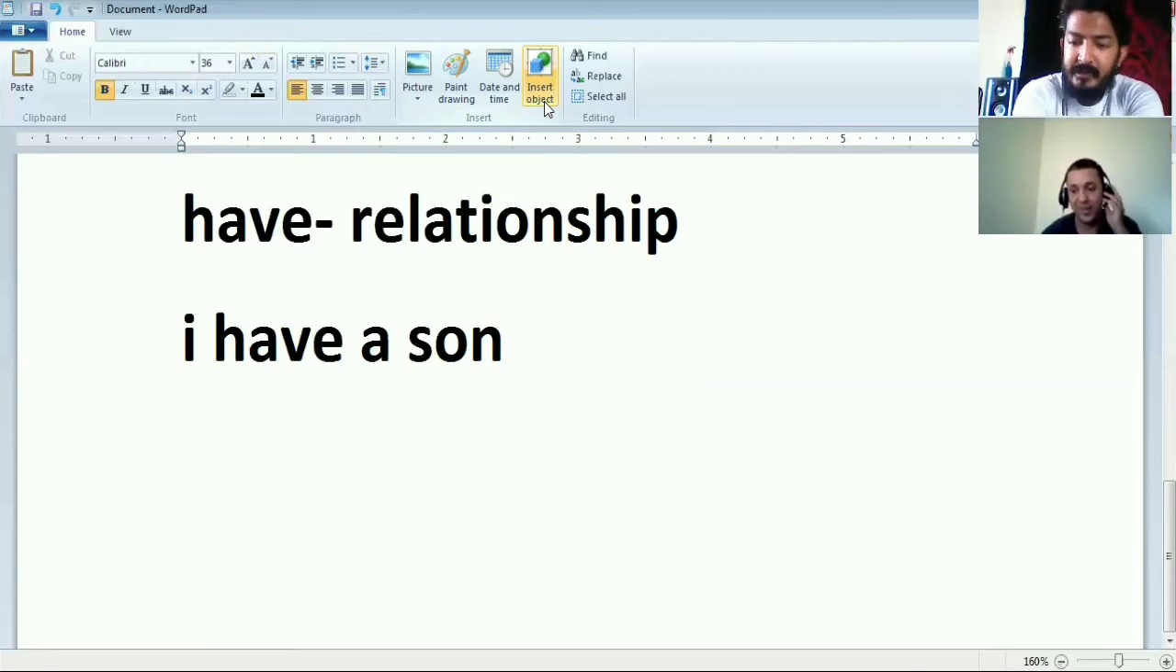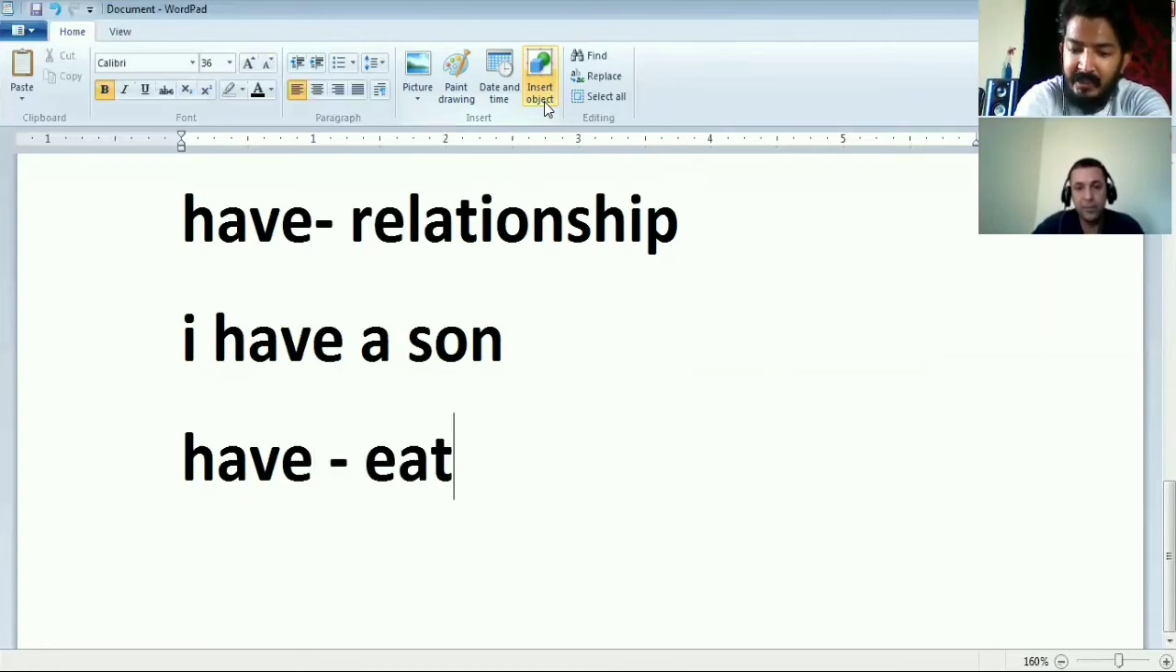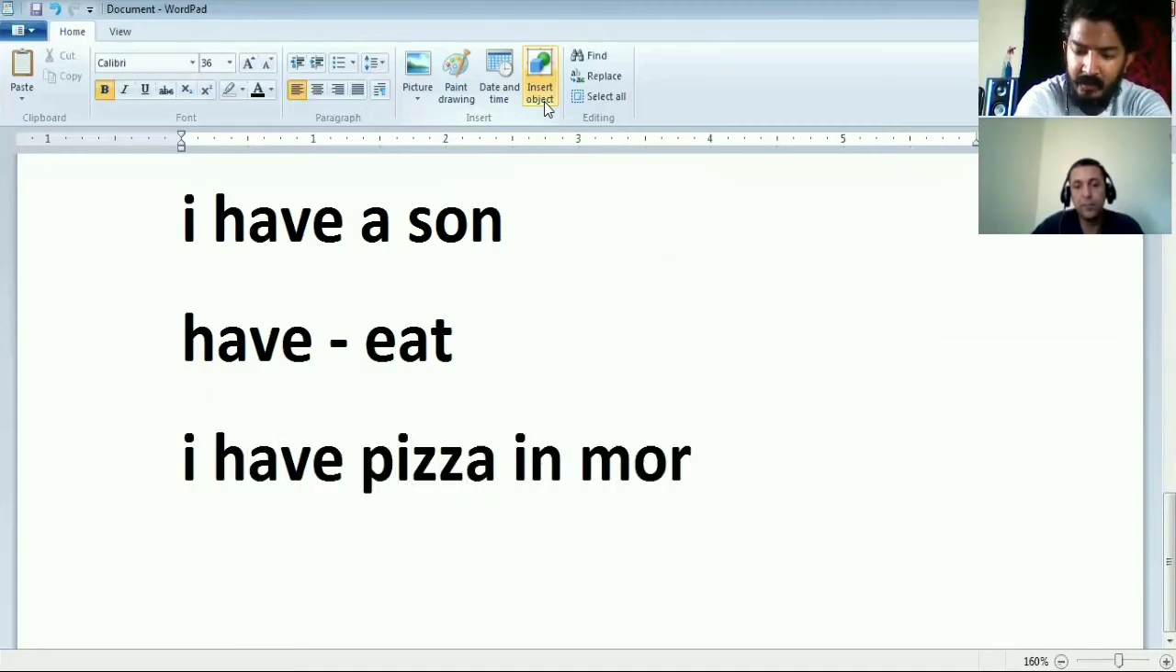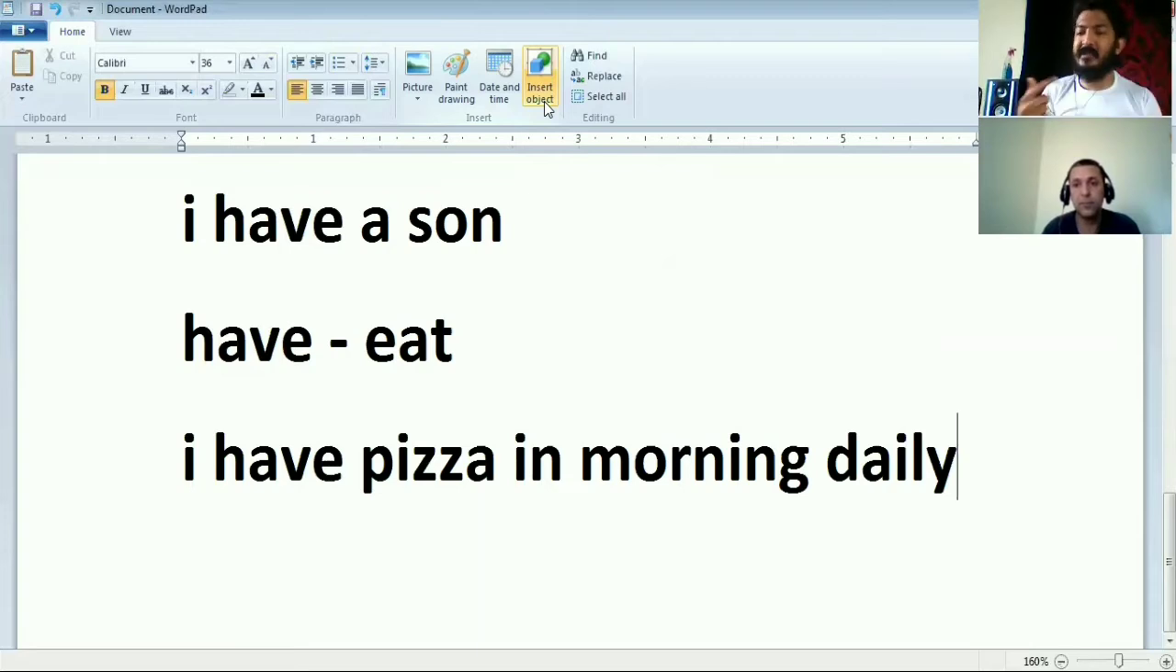So moving on. So we discussed two different uses of have. Now we are discussing the third use. We also use have in the replacement of eat. For example, I have pizza in morning daily. It means I eat pizza in morning daily. So instead of eat, in the replacement of eat, you can also say have. Whatever you eat every day, so remove eat and say have.